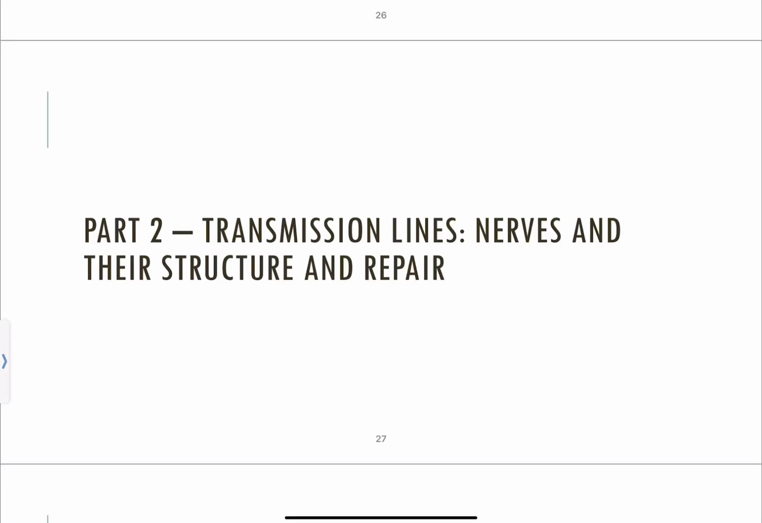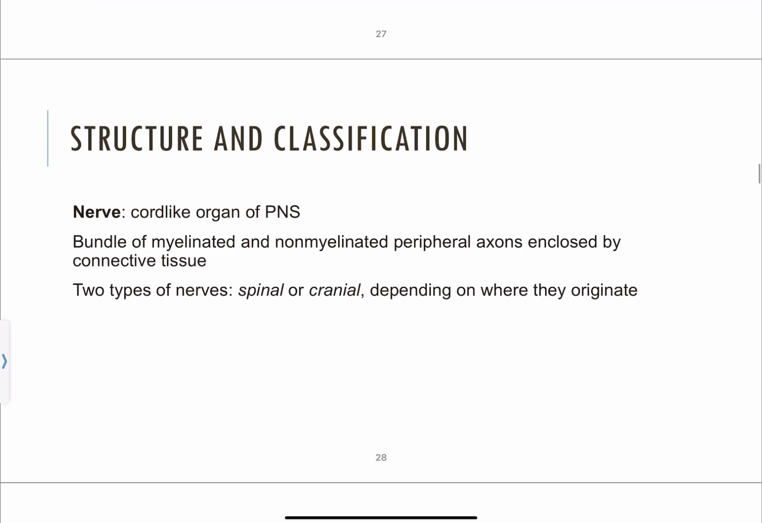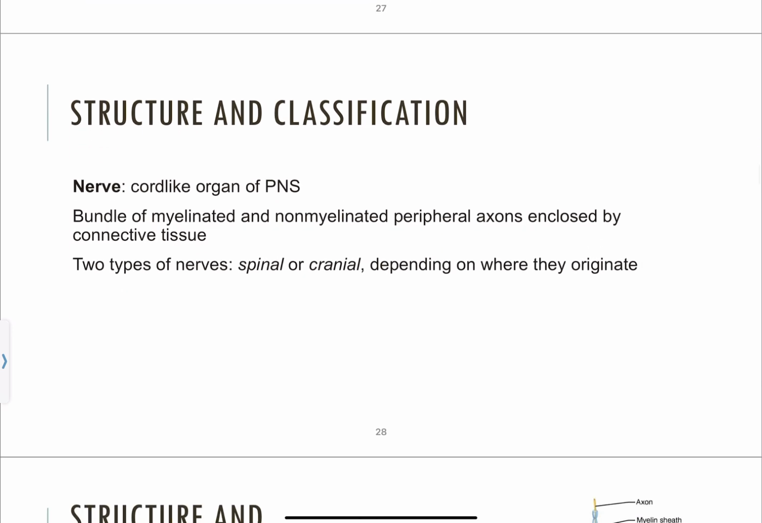Okay, so now we're moving on to part two, which is going to be transmission lines. We're pretty much going to talk about nerves, what is a nerve, and also if they have the ability to be repaired, how we actually go in and repair them. So this is section 3 in your textbook. So what is a nerve?